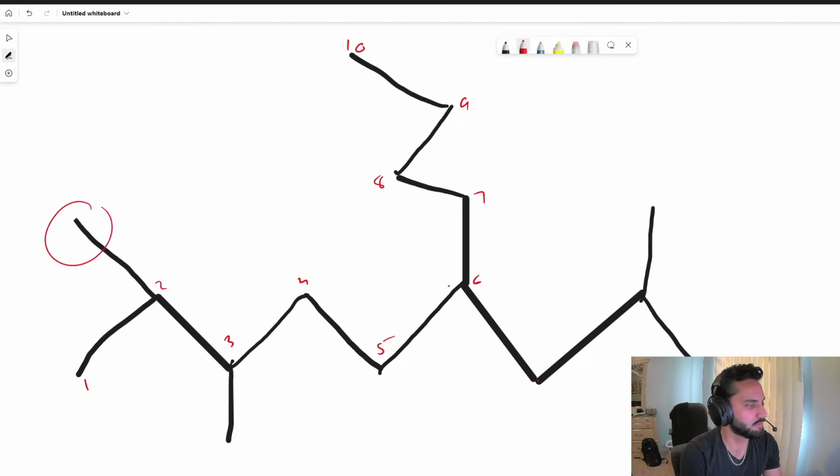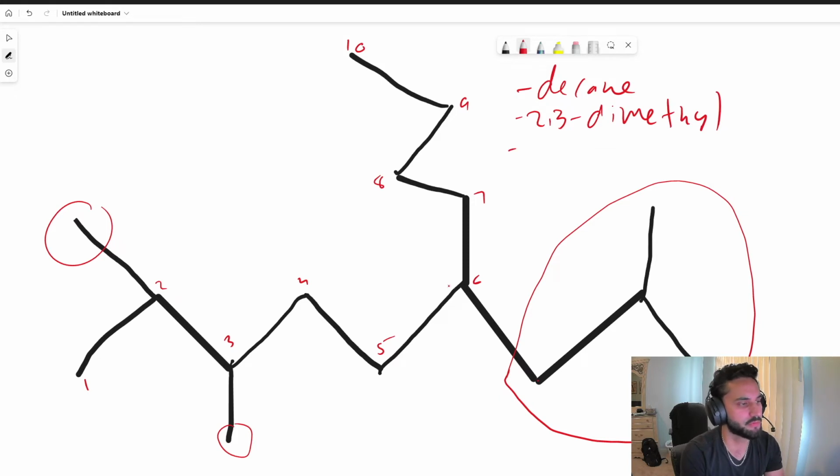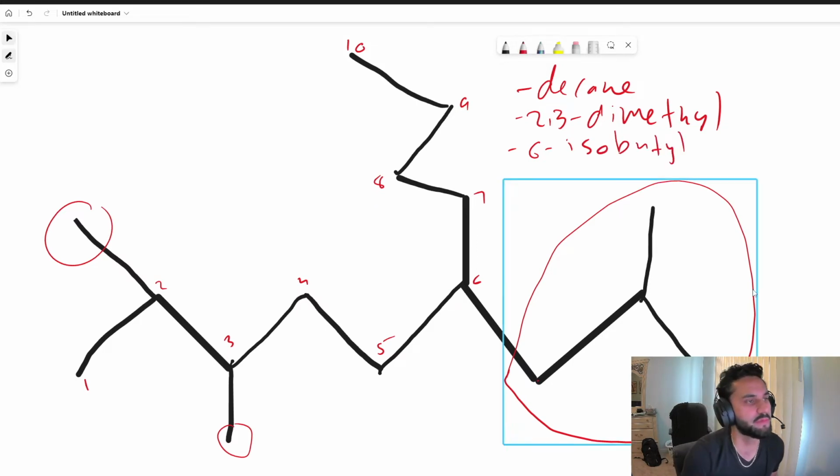So, all right, let's now look for our substituent groups attached to this chain. It looks like we have a methyl, another methyl, and an isobutyl group here. Yep. So let me first give you the parent chain name. 10 is a decane. We have a methyl on 2 and on 3, so that's a dimethyl. And we have an isobutyl group on carbon number 6.